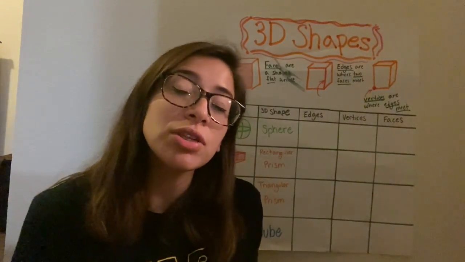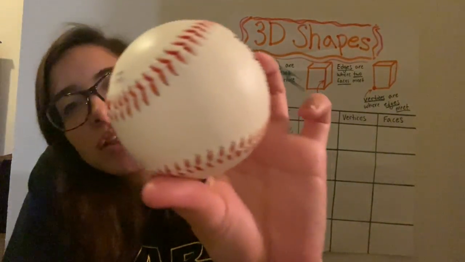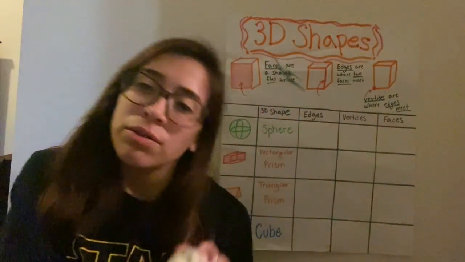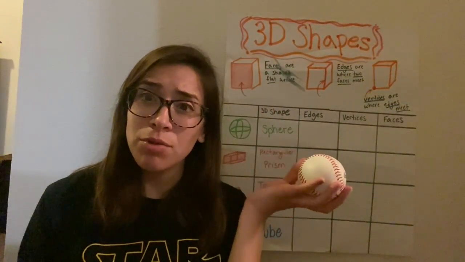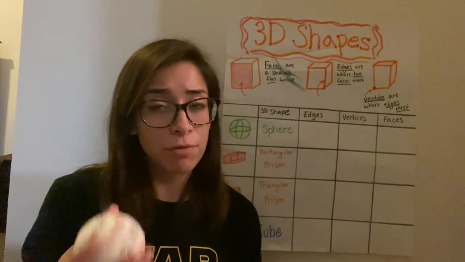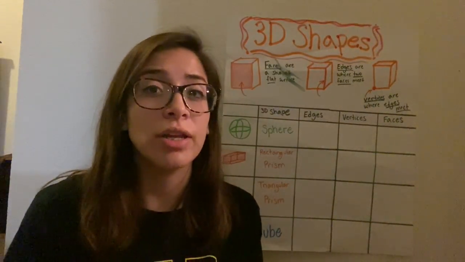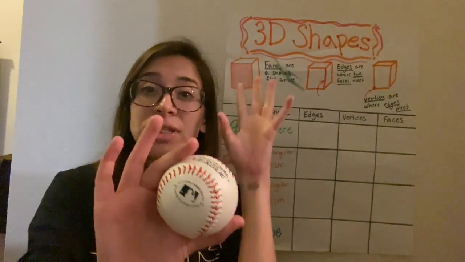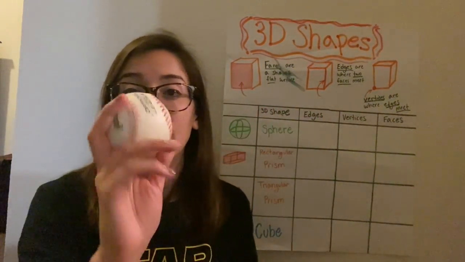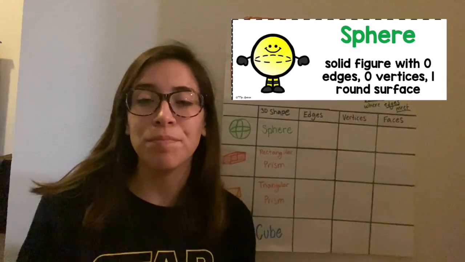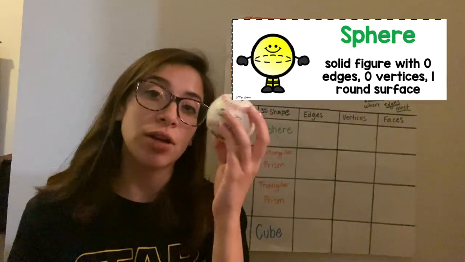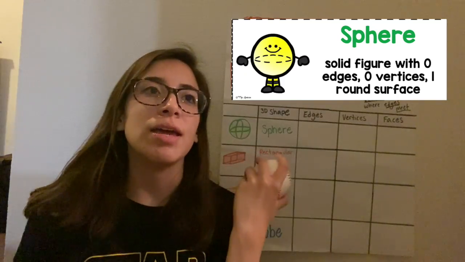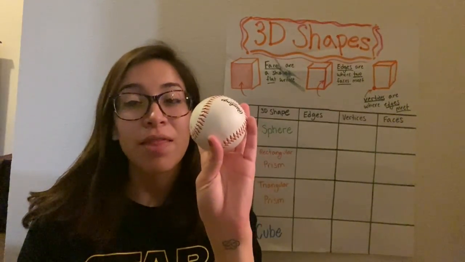Last but not least, let's look at the vertices. Are there any points on this ball? No, not really, because then it wouldn't be a ball. That'd be really painful if you threw a ball with edges on it. So this 3D shape has 0 faces, 0 edges, and 0 vertices, which makes it a sphere, okay? So this is a sphere. A ball, a soccer ball, a baseball, a basketball, that's a sphere.